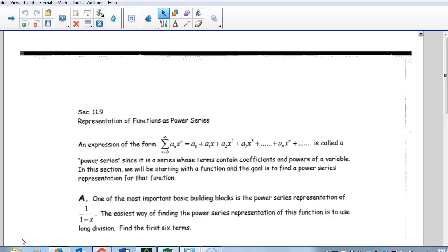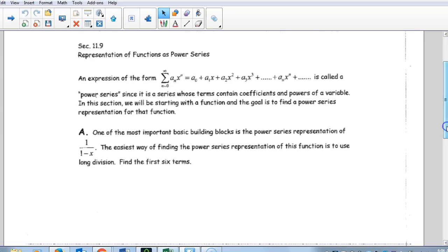Okay, you guys. So we are talking about power series, and in yesterday's class, we were looking at radii of convergence of power series, and we used the ratio test. And that's going to come back today. And what we're going to do is look at one really important building block, and that is the function 1 over 1 minus x.